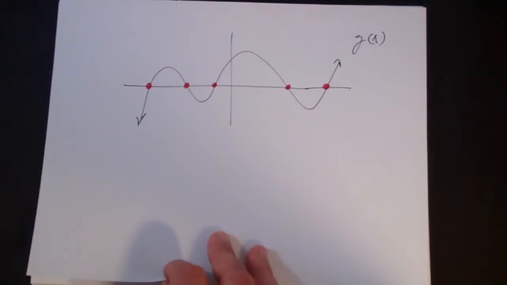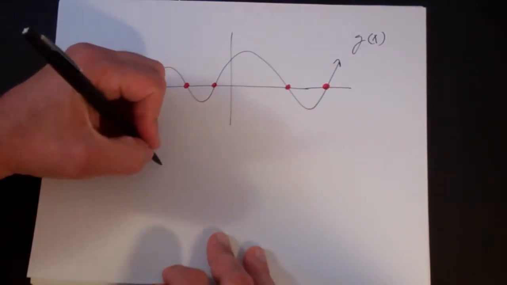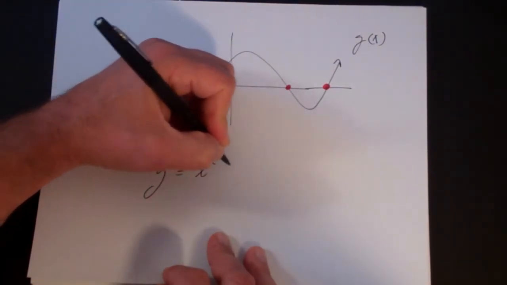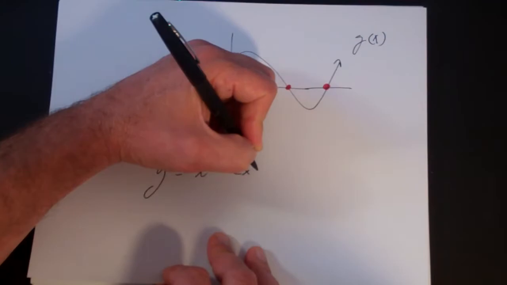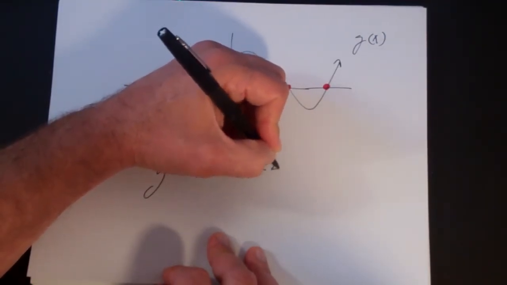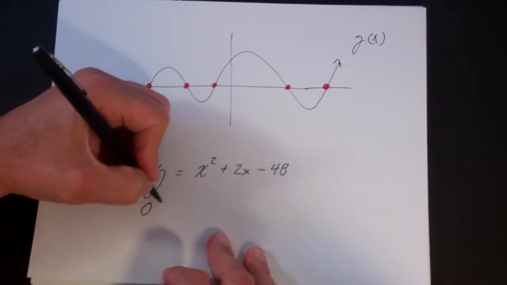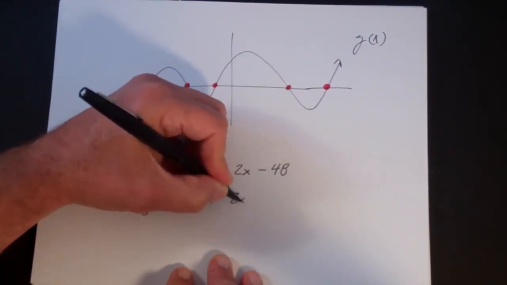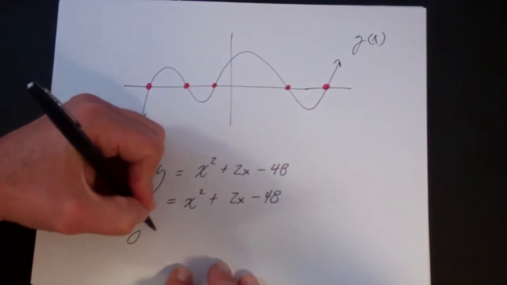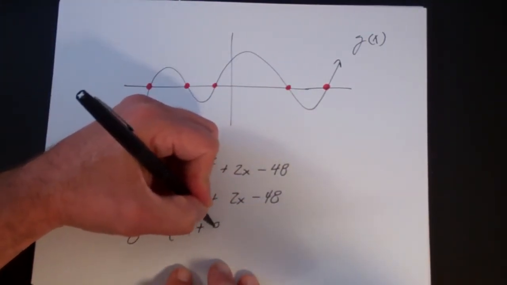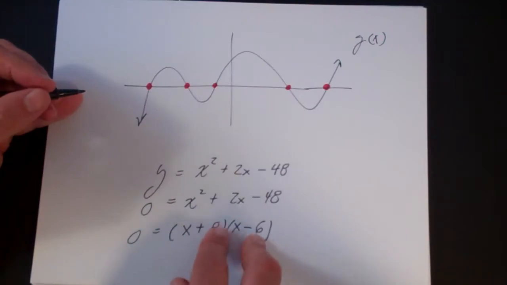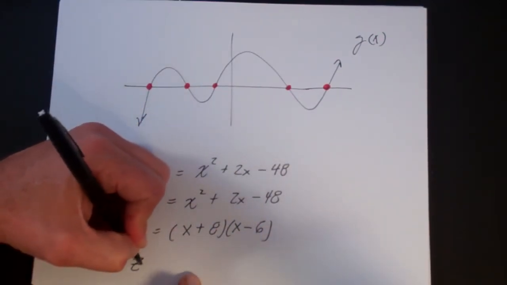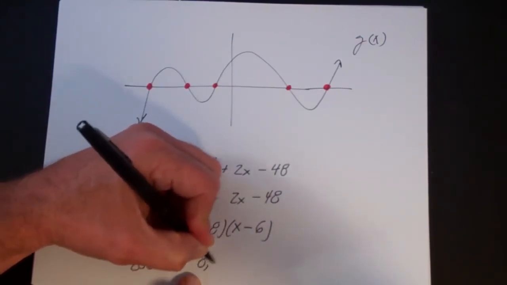So far, the zeros of a polynomial is no different than the x-intercepts of a parabola, right? If you had a parabola, y is equal to x squared plus 2x, let's say minus 48, set y equals 0, and then factor it. I think it's plus 8 and minus 6. I think that's right. 8 times minus 6 is minus 48. 8 plus minus 6, that's right. So we say that the zeros here are negative 8 and positive 6.